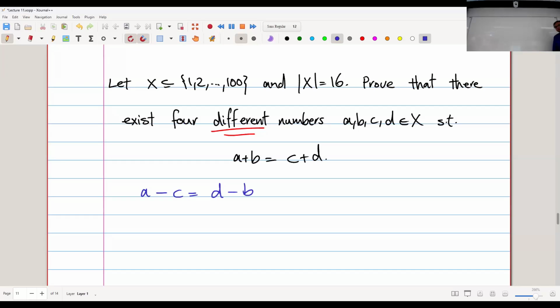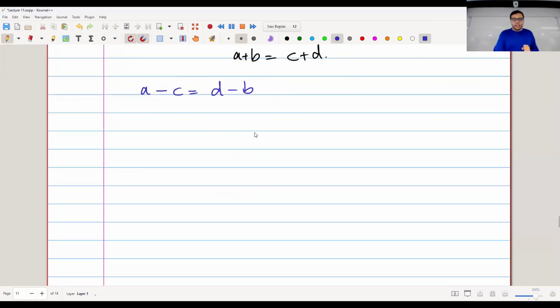Now, why do I like to do this? Intuitively, because the sums can have very huge values, but the differences can have a more limited set of values. So if I want to create my holes based on the differences, I will probably have fewer holes. Okay, so that's the first simplification. So I want to just say that there are 4 different numbers such that the difference of the first 2 is equal to the difference of the last 2.